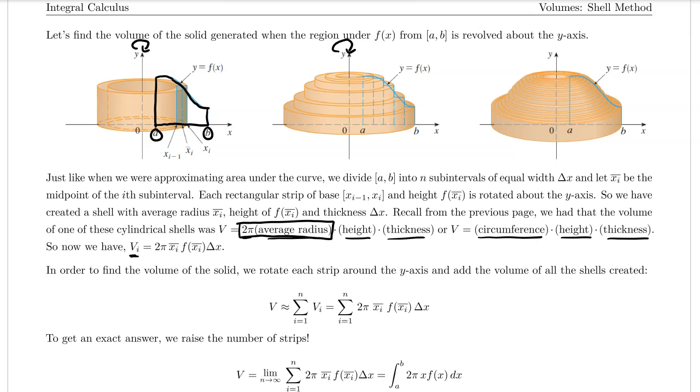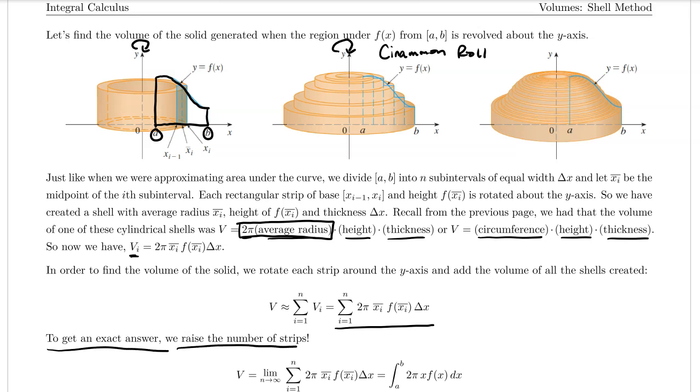In order to find the volume of the solid, we rotate each strip around the y-axis and add the volume of all the shells created. So the overall volume is approximately equal to the sum of all of the individual volumes, which is equal to this expression here. And one of my students had a super cool analogy. It's almost like this thing here is a cinnamon roll, and you have these shells that make up the cinnamon roll. To get an exact answer, what we do is raise the number of strips.